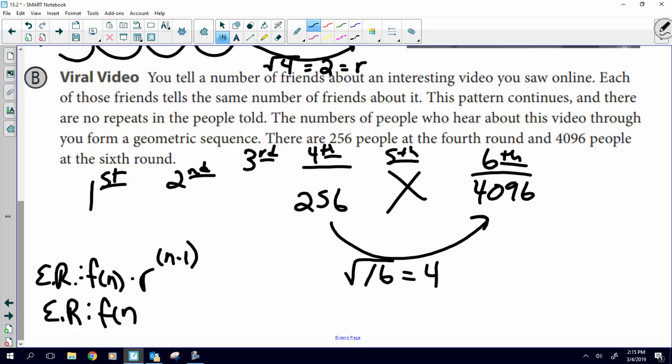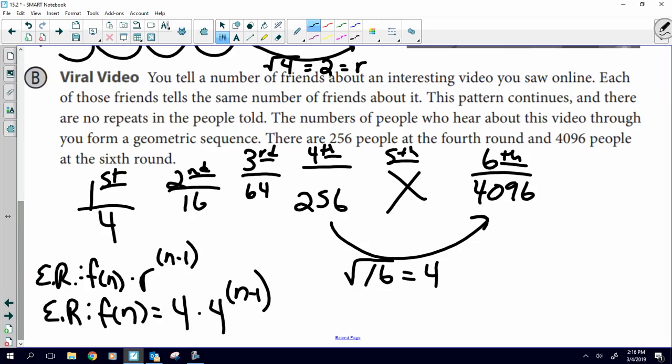So f of n is equal to. So I'm going to take 256, divide that by 4. That's 64. Divide by 4. That's 16, and then divide by 4, and that's 4. So you got 4 times 4 to the power of n minus 1. Okay? Now, granted, you may want to combine that. Okay? And I would not be hating on that, but I would not do that right at this point in time. Okay? Just leave it the way it is, because that's the way we like to look at it.